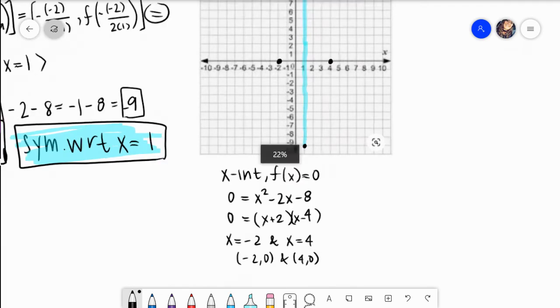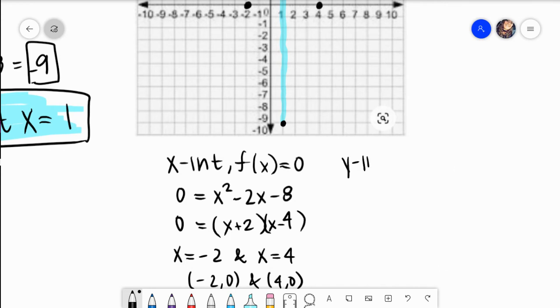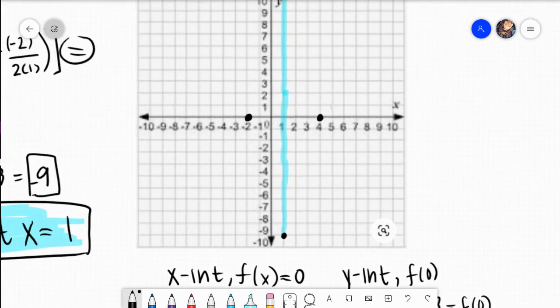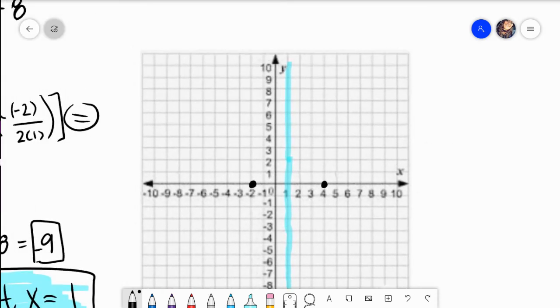And then to find my y-intercept, I actually plug in 0 to my function. So I would get 0 squared, then a negative 2 times 0, and then a negative 8. So what I get when I plug in my 0 to my function is negative 8. And that point would be 0, comma negative 8. So you do not move on your x-axis, which is why it's a y-intercept.